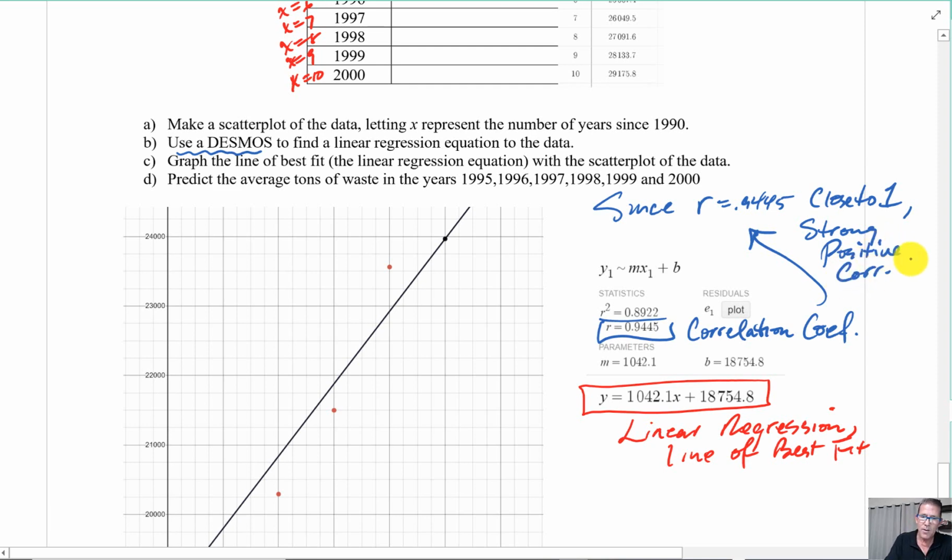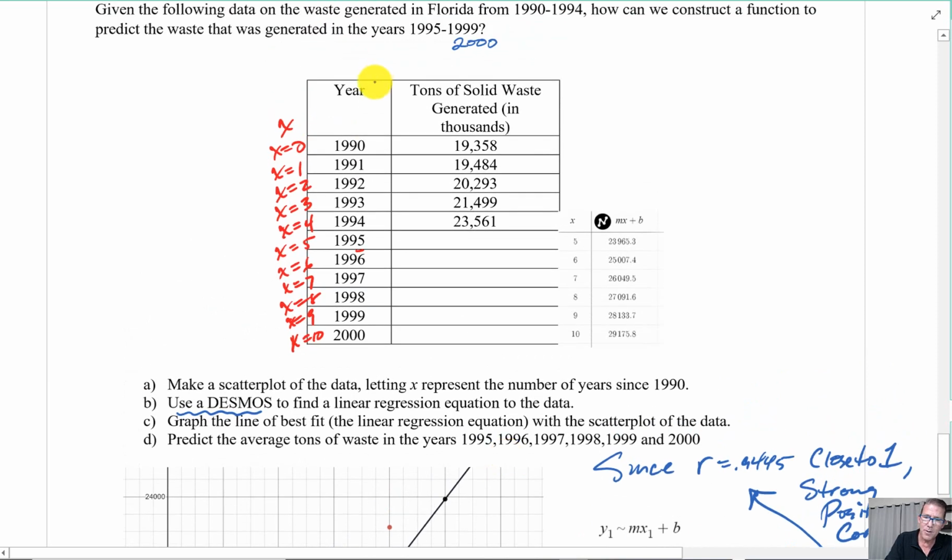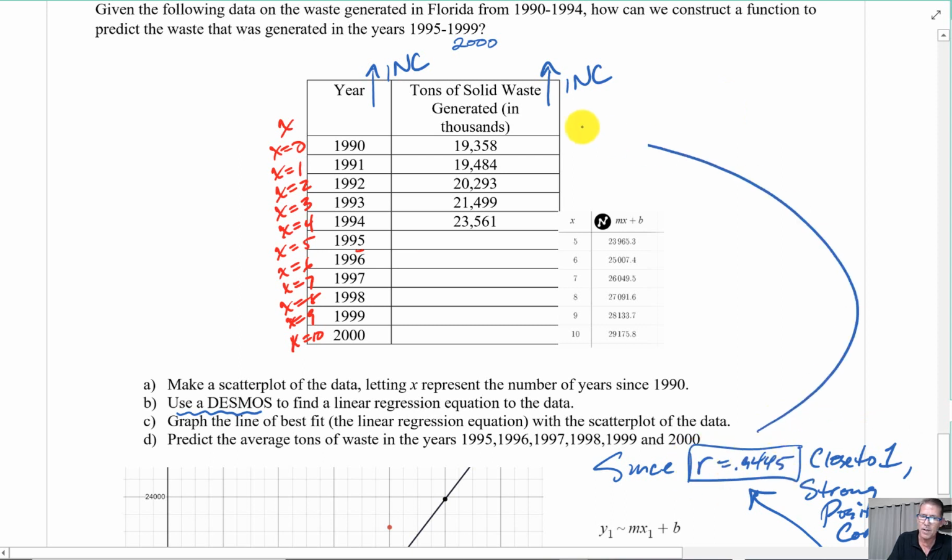It means that, you guys, is very, very simple. As the years increase, the tons of solid waste increases. They both increase together. So over time, the tonnage of waste increases. That's what it means. Whenever you have a strong positive correlation, it means that as one increases, the other one increases. And that should make sense because the population increases, so the amount of waste increases as the population increases. Just kind of common sense.